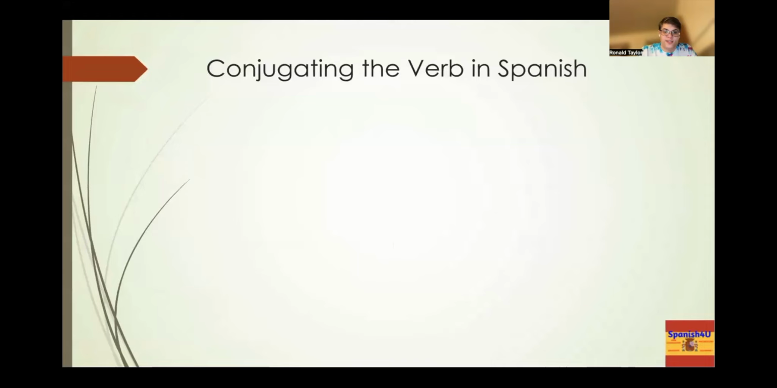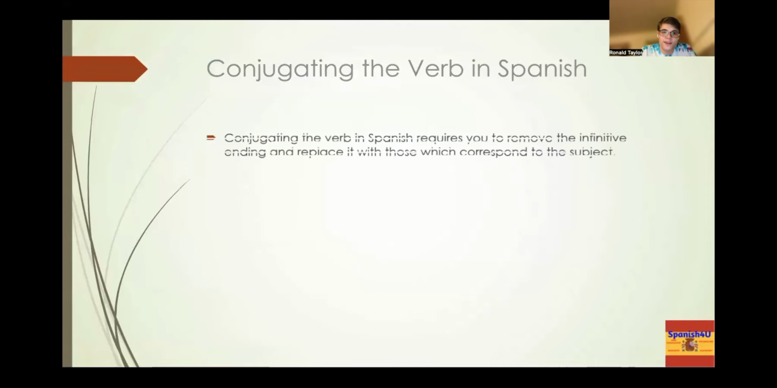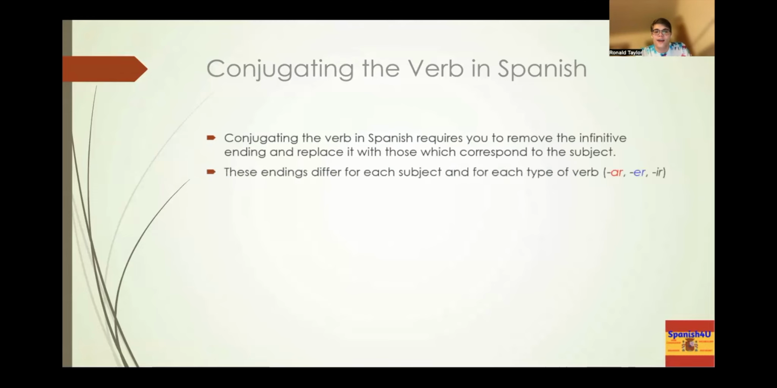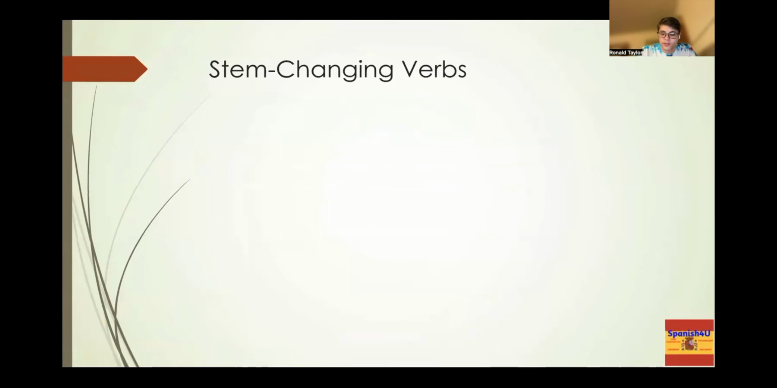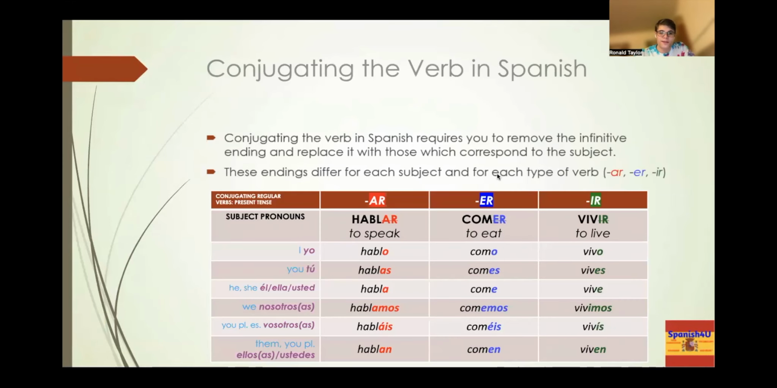So for Spanish, there's a couple of steps here. You just take off the infinitive ending, which is the AR, the ER, the IR, and then you're going to attach on these other endings. And there's different ones for each kind of verb, and depending on the subject that you're using. So you have I, you, he, she, we, you plural. And these are their equivalents in Spanish: yo, tú, él, ella, usted, nosotros, vosotros, ellos, ustedes.